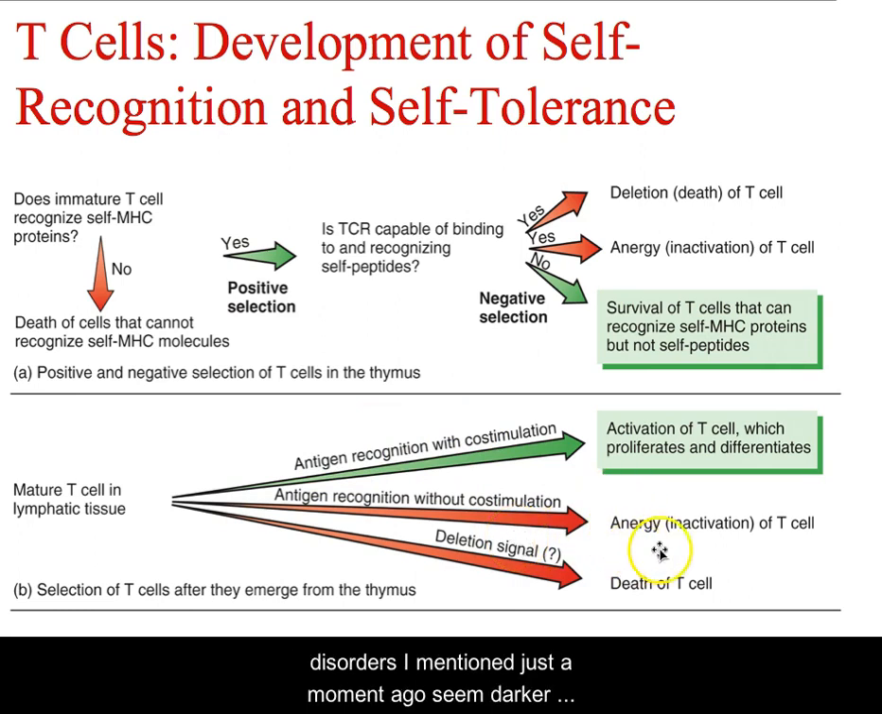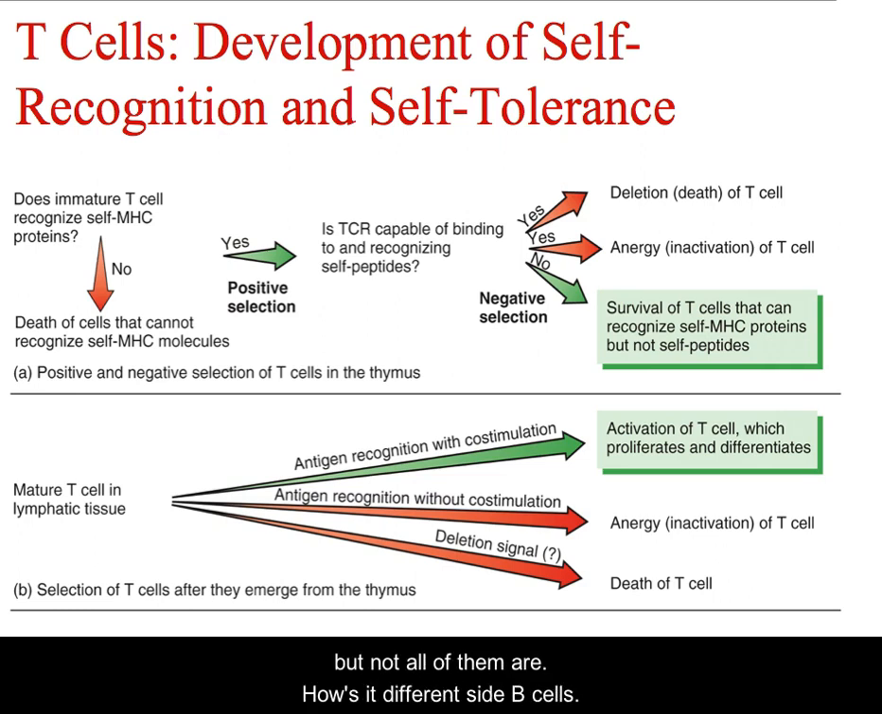Most of the autoimmune disorders I mentioned just a moment ago seem to occur probably as a result of anergy, of the improper activation of T cells. I can't speak specifically to what the mechanisms are for all of them. If you have specific questions, I can definitely do some digging around for you to explain them better. But, these cells should be killed, but not all of them are.